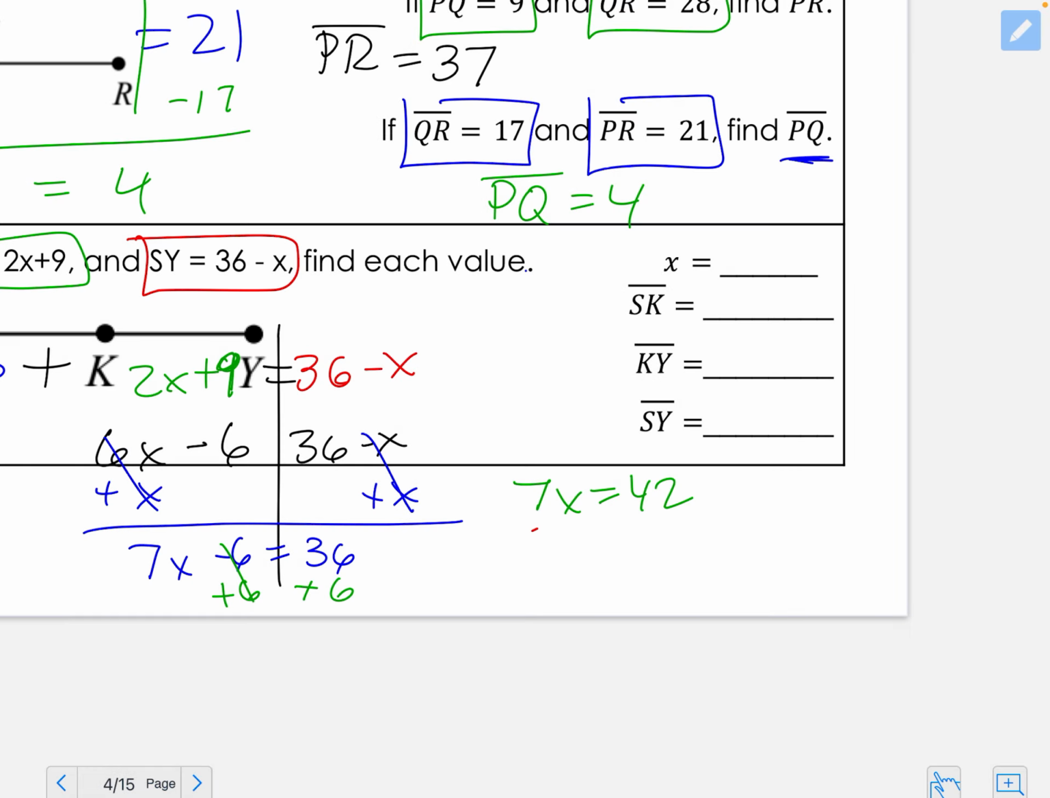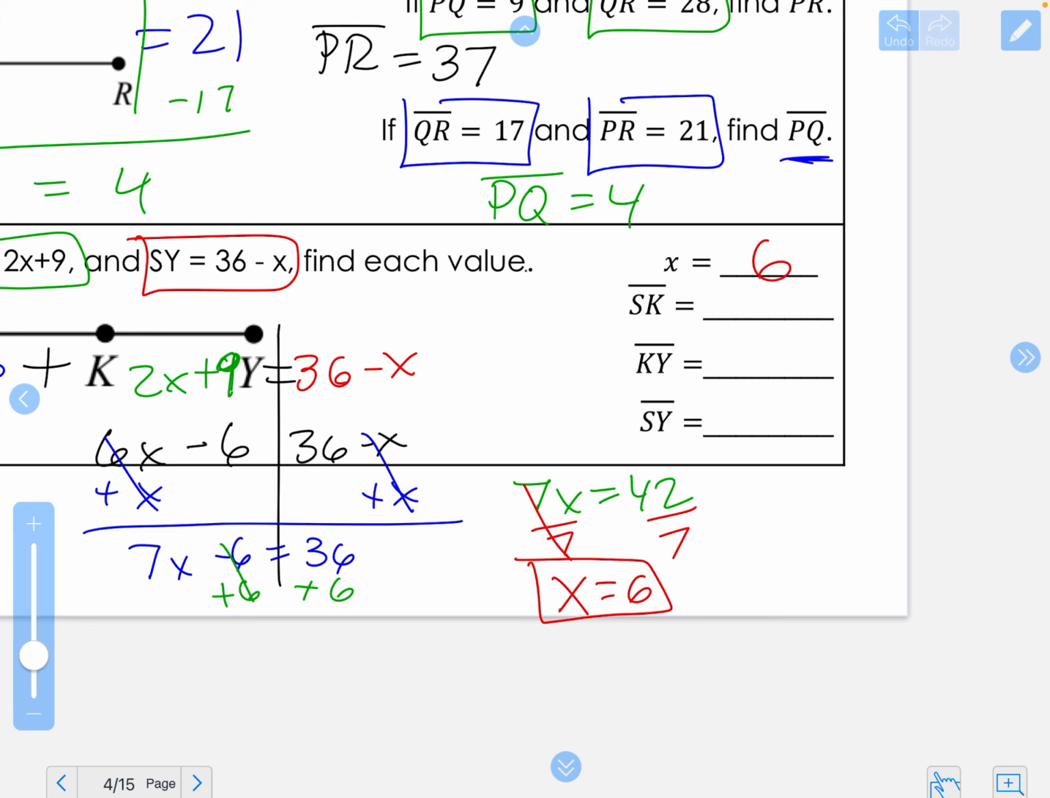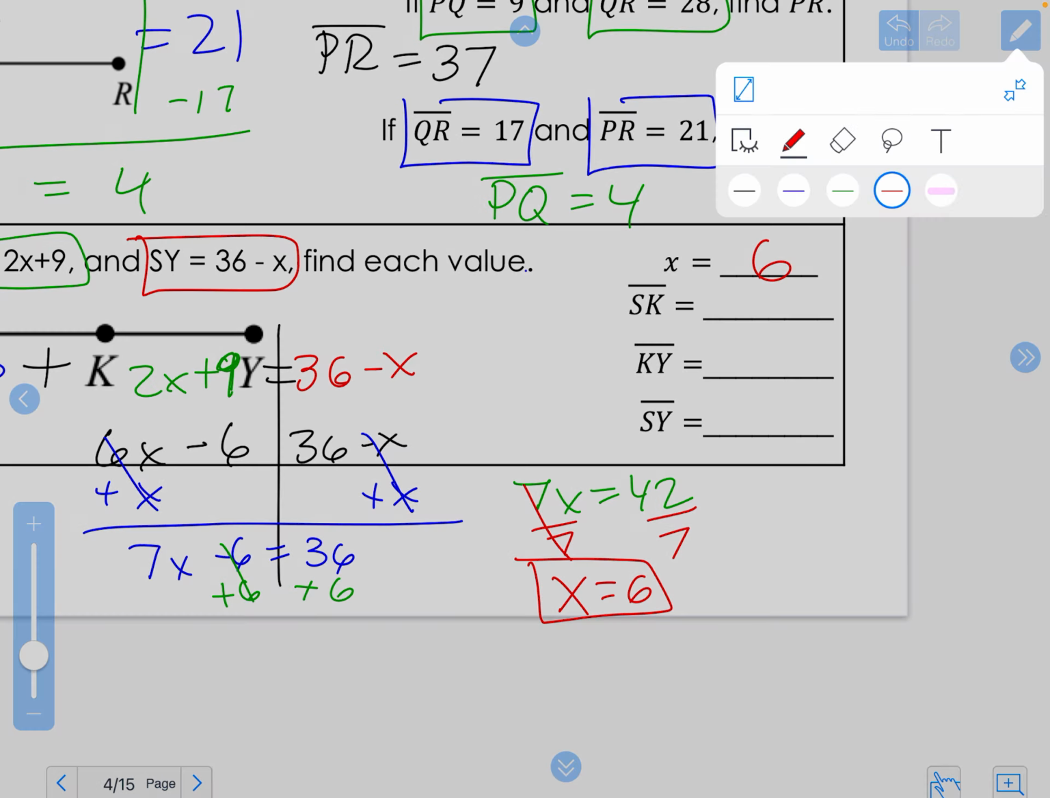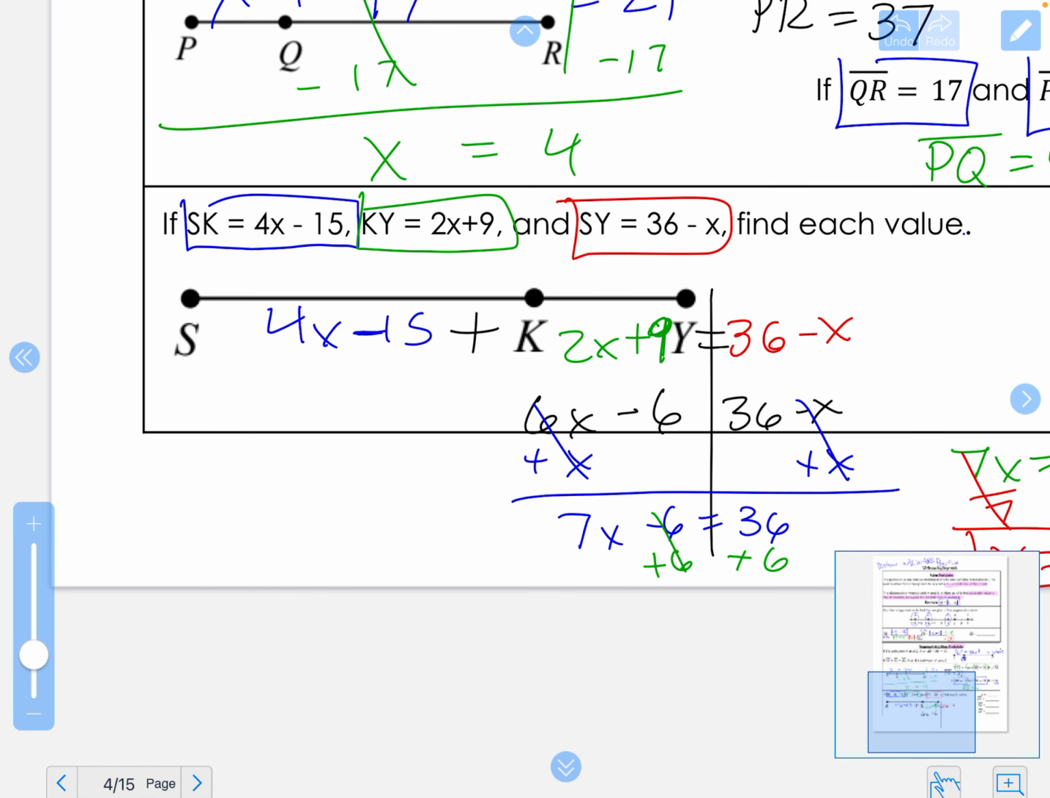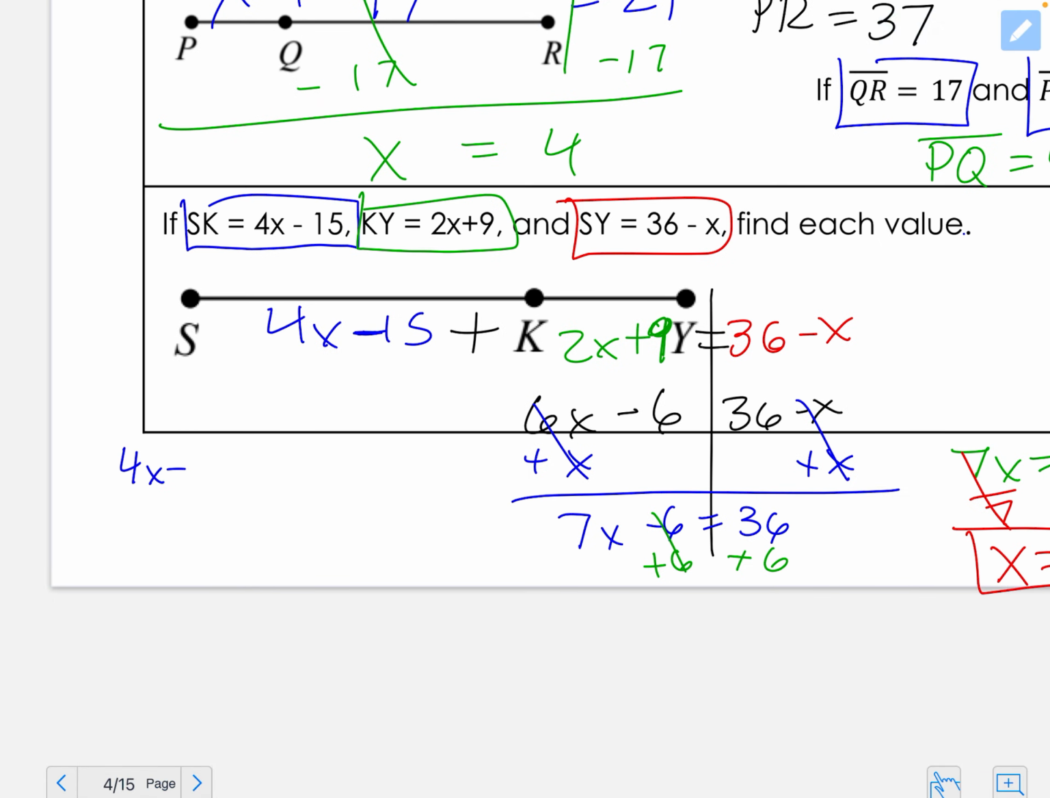And then our last and final step is divide by 7. So x is going to equal 6. So we're going to put a 6 right there because we know that's what x stands for. But now the question's asking for what SK equals. So I need to find SK, which is 4x minus 15. And I need to sub in 6 for my x. So 4 times 6 is 24 minus 15, which should be 9.